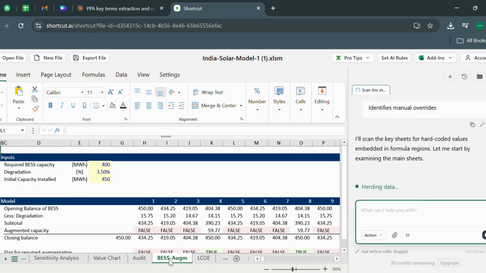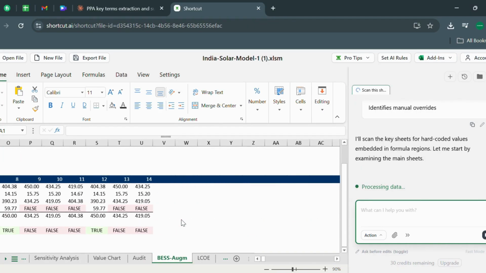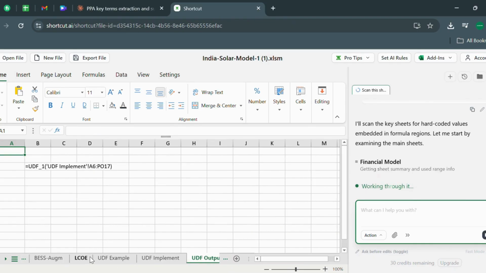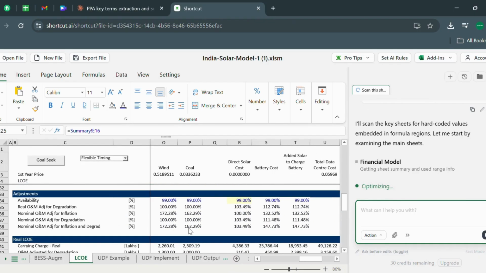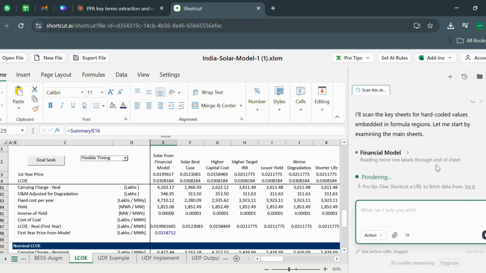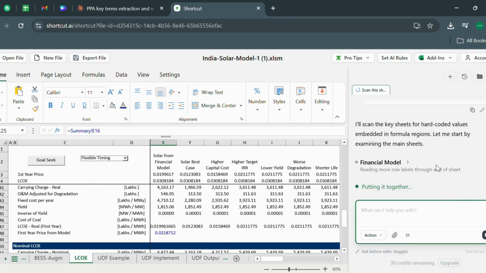For example, you have a 100 megawatt solar financial model: 25-year projection, debt sculpting, DSCR calculations, tax shields, terminal value. Typical issues are hard-coded numbers, inconsistent formulas, broken links, range misalignment, accidental overrides. Now, what will Shortcut do?